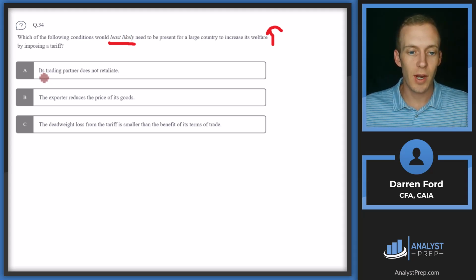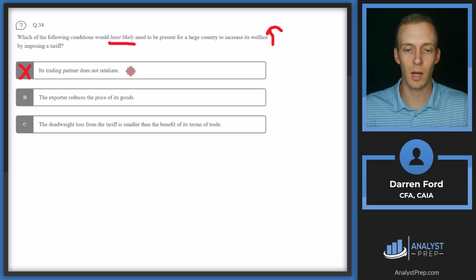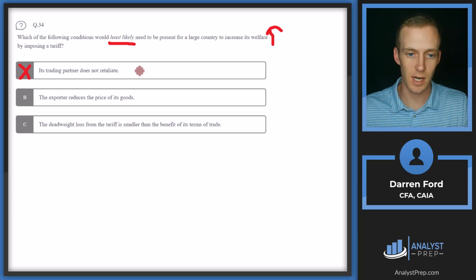So A, its trading partner does not retaliate. This would certainly be a benefit if you impose a tariff on your trading partner and they do nothing. They don't raise their prices or they don't import less to your country. Then basically you're just getting tariff revenue and the same amount of goods imported. So that would certainly benefit.